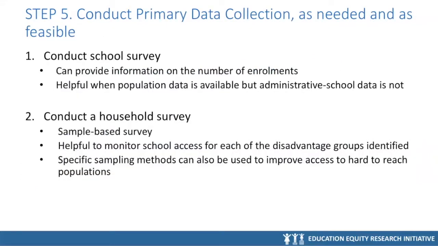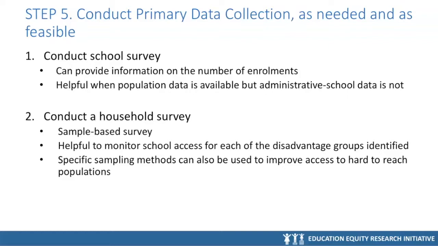Depending on the gaps that are identified as part of the data inventory and quality assessment, projects may want and may need to conduct primary data collection as feasible. I say as feasible because a lot of times there might not be enough resources for primary data collection, or local security conditions may not allow. Where population data is available, but administrative or school data is not, it might be helpful to conduct a school survey in order to collect data on the number of enrollments. And that can complement the administrative data in calculating certain access indicators.